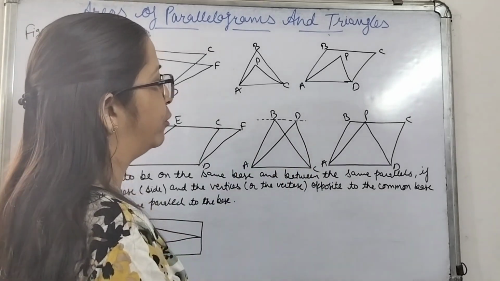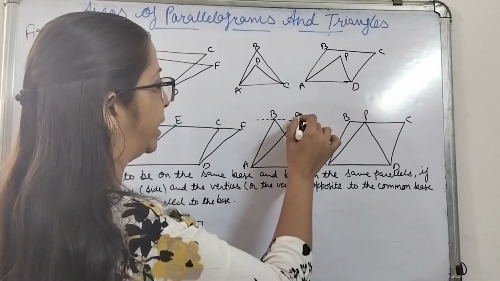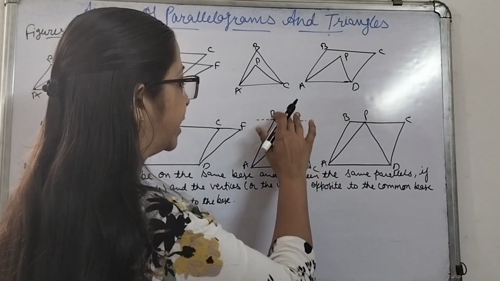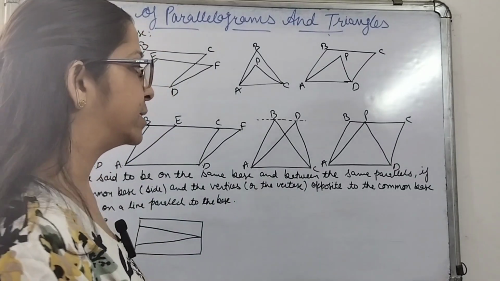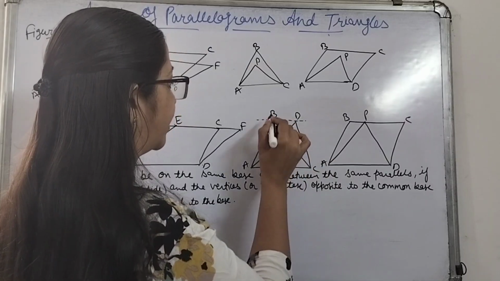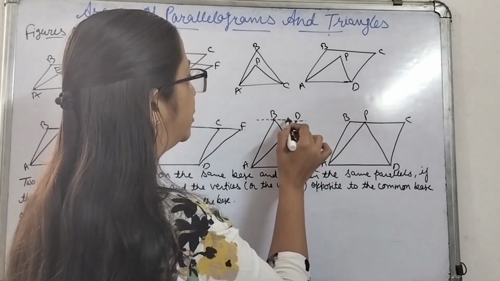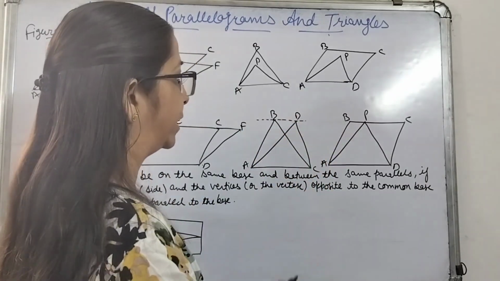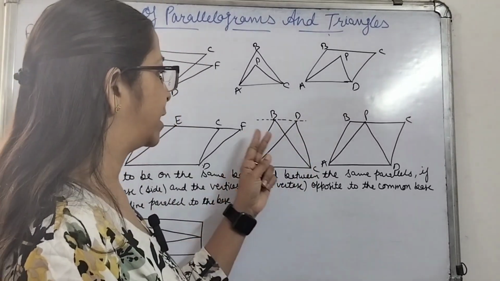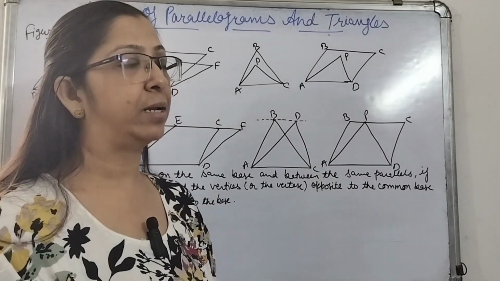Now if we take the example of two triangles, one triangle is ABC, another triangle is ADC. These two triangles have a common side, that is AC. That means both triangles are on the same base AC. The opposite vertex for triangle ABC is B, and the opposite vertex for triangle ADC is D. Both vertices lie on a straight line which is parallel to the base AC. That's the reason both triangles ABC and ADC are on the same base and between the same parallels.